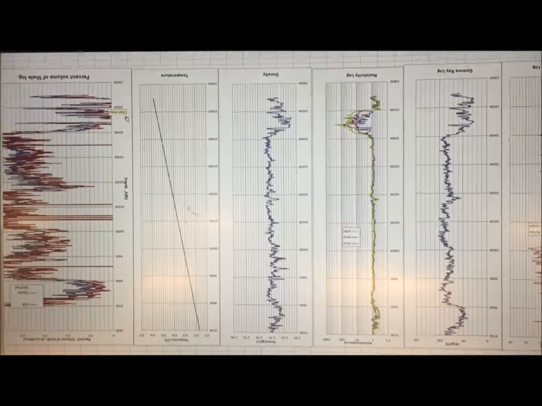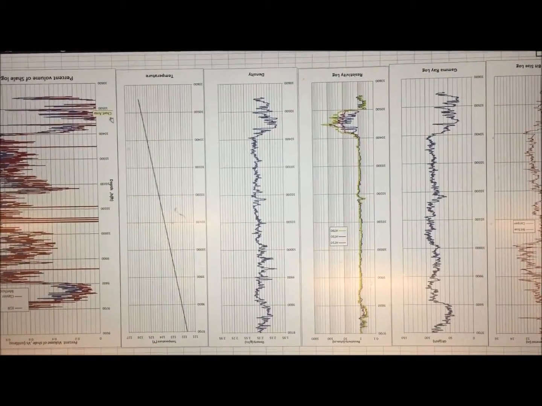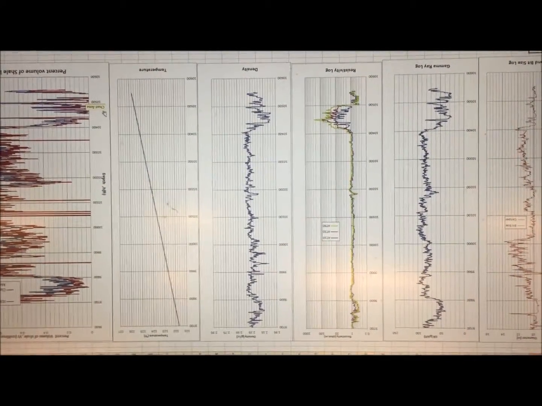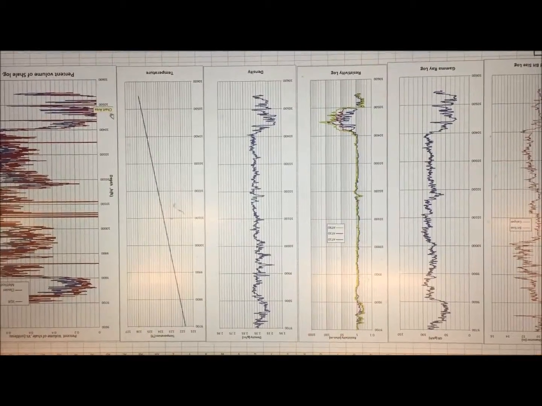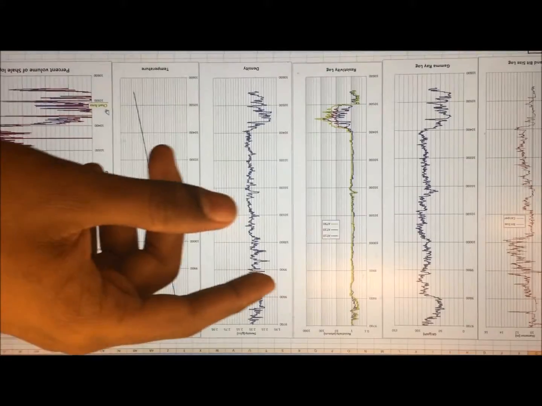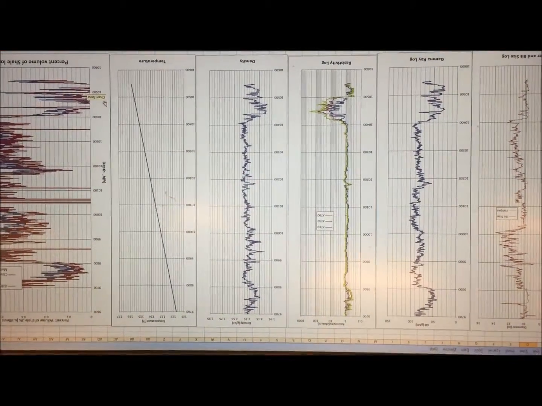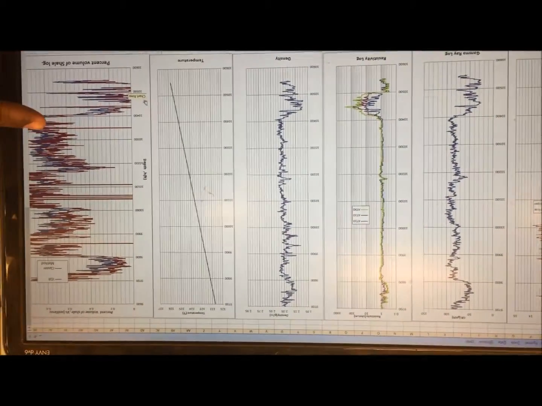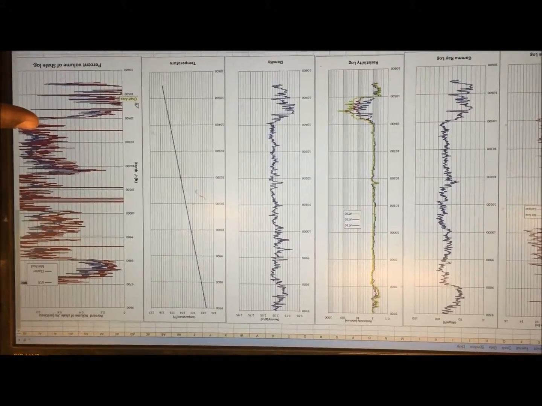Hi there, my name is Aaron, and today I'm going to be talking about the effects of volume of shale on the different types of logs that we're going to be considering today. Now the first one that we're going to consider is our resistivity log, which is right over there. As you can see over here, the percent volume of shale is quite high compared to the other regions on this graph.